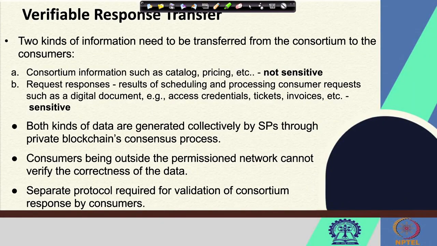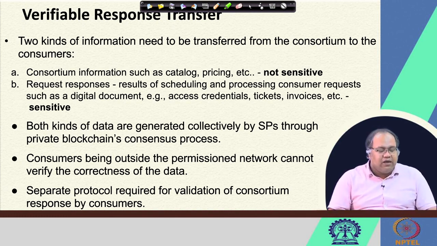Now comes the second part, which is the verifiable response transfer. Two kinds of information need to be transferred from the consortium to the consumer once the processing of the service request is done. The first one is the consortium information such as catalog, pricing, etc. These are not sensitive information. The second type is the responses corresponding to the request: the results of scheduling and processing the consumer request, such as the digital document, that is the access credential, ticket, invoice. All these are sensitive information.